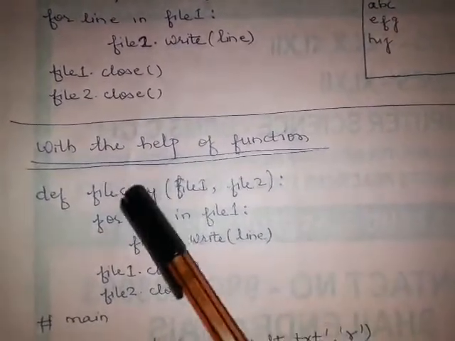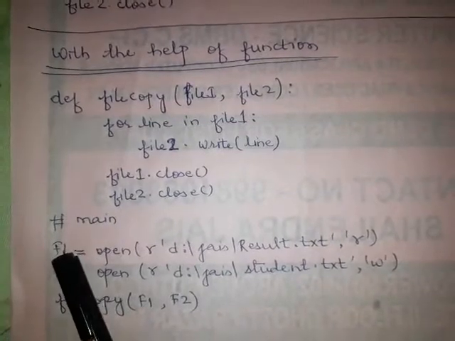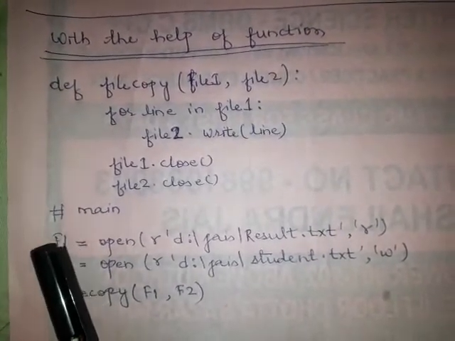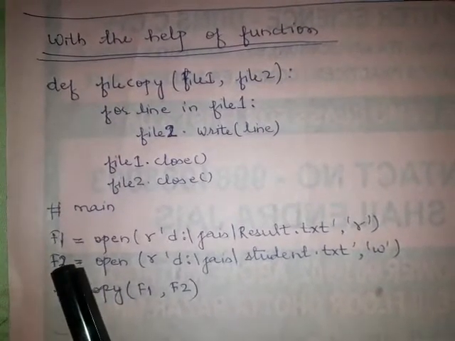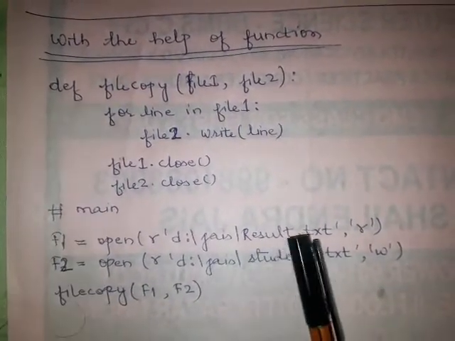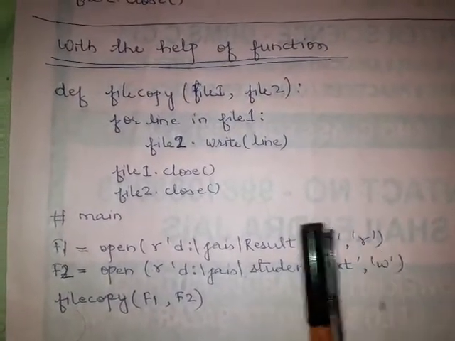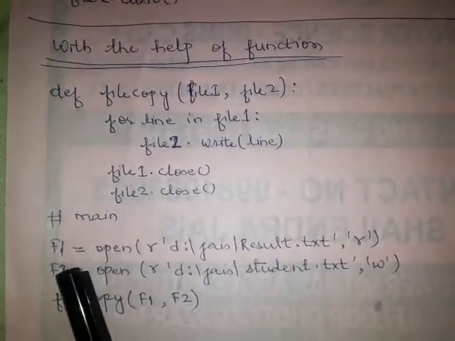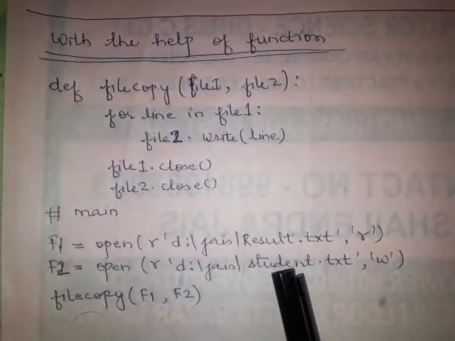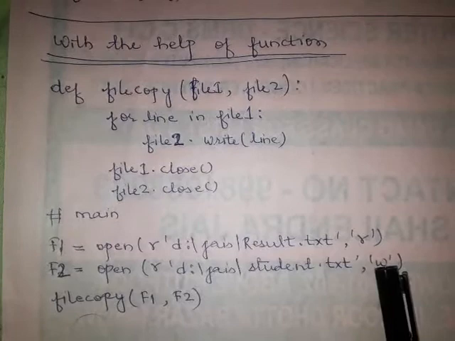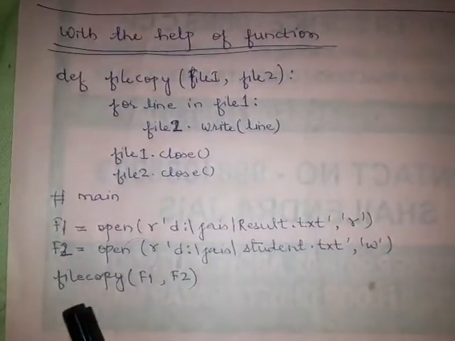After writing this function, now come to our main part. In our main part, we have to initialize file pointers. I am using f1 as the first file pointer and f2 as the second file pointer. In f1 I am using the result file, which is opened in read mode. The same path is given over here. And in f2 I am using the student file in which the data is to be written. It will be opened in write mode.